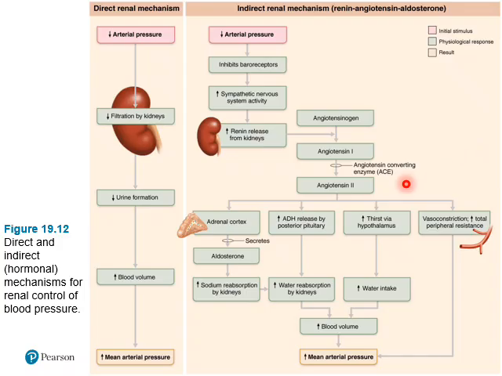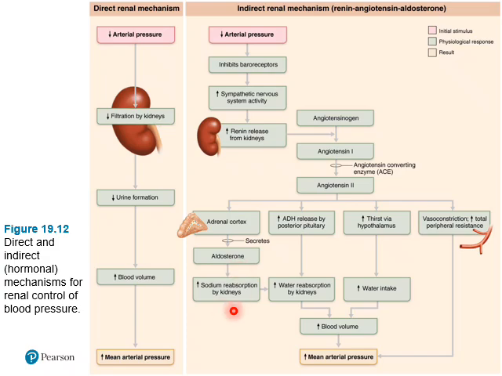Now, with the help of angiotensin converting enzyme, or ACE, which is found in the lungs. This angiotensin converting enzyme will now be released from the lungs. It's going to help in the conversion of angiotensin 1 into angiotensin 2. Once angiotensin 2 is around, it can affect secretions of the adrenal cortex. Pretty much it's going to stimulate the adrenal cortex to secrete aldosterone.